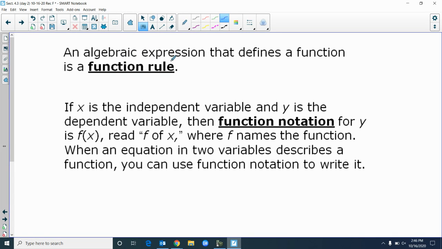Now, an algebra expression that defines a function is called a function rule. We use this notation, f of x. It doesn't always have to be x, f, and x. It could be g of x. It could be g of t.